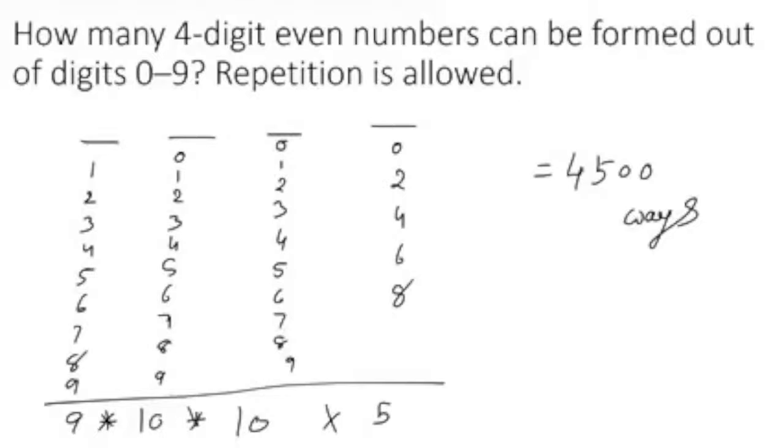Guys, I hope everyone can see the explanation here in detail: in the first place I can use 1 to 9, and in the last place I can use 0, 2, 4, 6, 8. The last place has 5 chances, and for the middle digits repetition is allowed, so I can use any digit any number of times here. So the answer is 9 into 10 into 10 into 5.